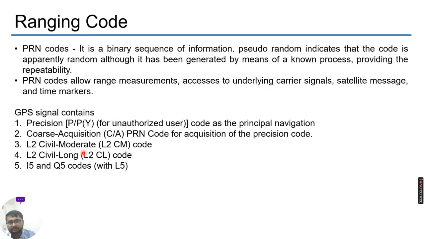So then we have this ranging code or spreading code, which is a unique identification pseudo random number. It is a binary sequence in terms of 0s and 1s, something like 0 0 0 1 1 1. Pseudo random indicates that the code is apparently random for all the satellites, although it has been generated by means of a known process, thus providing its repeatability.